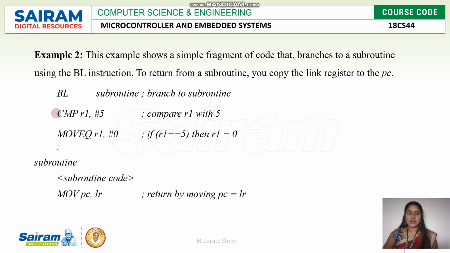For the next instruction, the processor will check the program counter. It will show the address of the compare instruction, so the processor will go here and execute the compare instruction. After the completion of compare, it will execute the move instruction. Here in the move instruction, we have condition equal. In the compare, we are comparing the R1 content and 5. If both are equal, then only the processor will execute this move instruction.